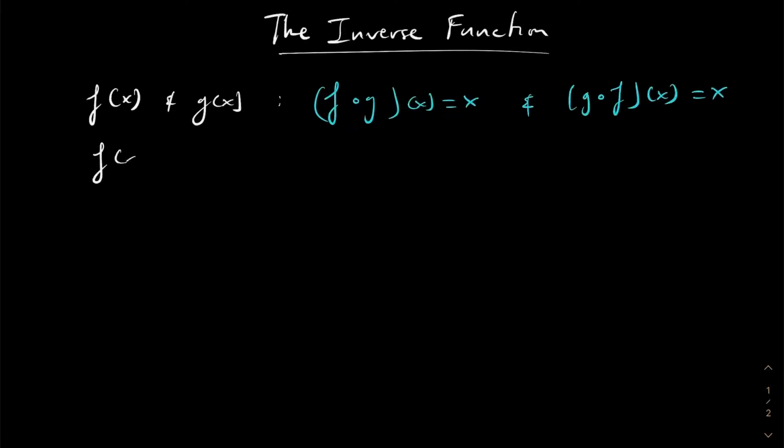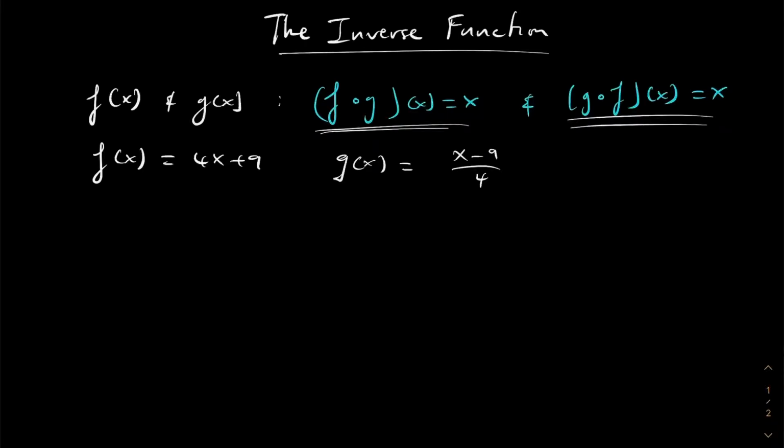Let me give you a real example here. So if I were to give you f of x equals 4x plus 9, and g of x equals (x minus 9) over 4, then if you wanted to verify whether or not these functions are inverses of each other, all you have to do is check if f of g of x is equal to x and g of f of x is equal to x as well.